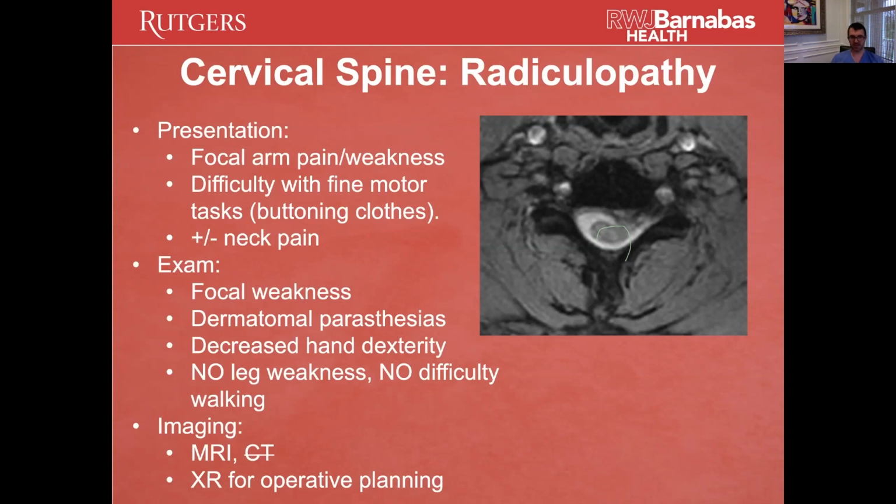So on exam, you're going to get focal weakness, dermatomal paresthesias, hand dexterity could be a problem, but you really shouldn't have leg weakness or difficulty walking. That's a spinal cord problem. That's myelopathy. Radiculopathy means you have a nerve problem, a peripheral nerve root problem. So on imaging, same thing. MRI is the best way to do it. X-rays help for operative planning to look for instability.